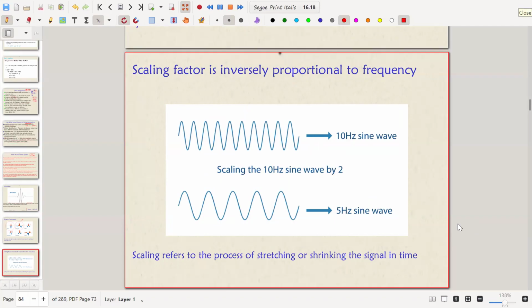What is the frequency of a signal? Any ideas? It's 1 by the time period. Time period means after how many iterations the same value is reached again. You can see this is a 10 hertz sine wave, and when you scale the sine wave by a factor of 2, it becomes a 5 hertz sine wave. You can see it is oscillating less frequently now. The second part oscillates less frequently than the first part.